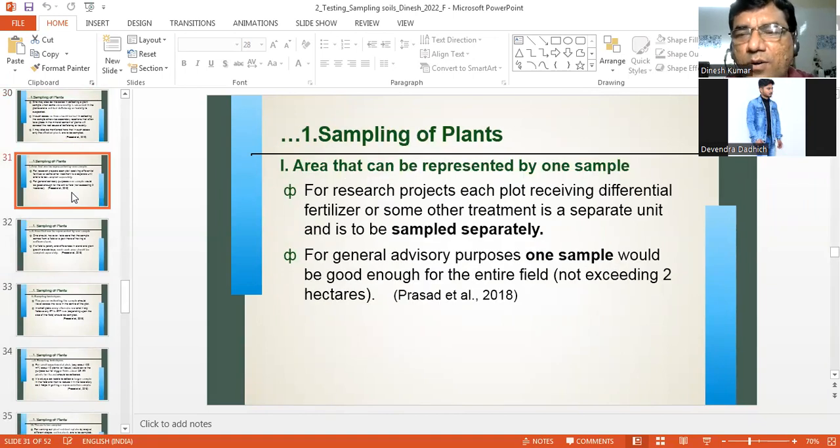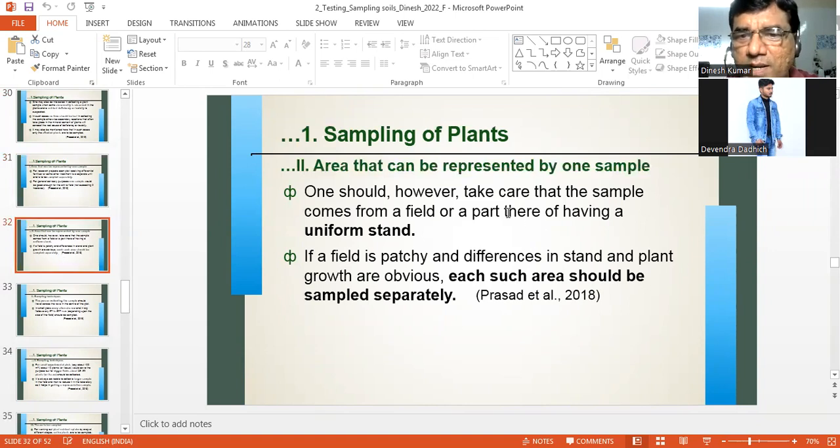Now, what area of the field can be representative of one plant sample? For a research project or students, each plot receiving differential fertilizer or some other treatment is a separate unit and is to be sampled separately. Some of you might have done research on fertilizer, and you have different treatments. Somewhere you have 0, 30, 60, 90 different levels or sources. So from each plot, you need to take a sample. For general advisory purpose, one sample would be enough if you do not have treatments like in research.